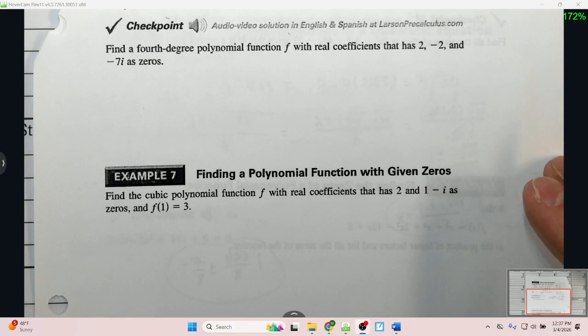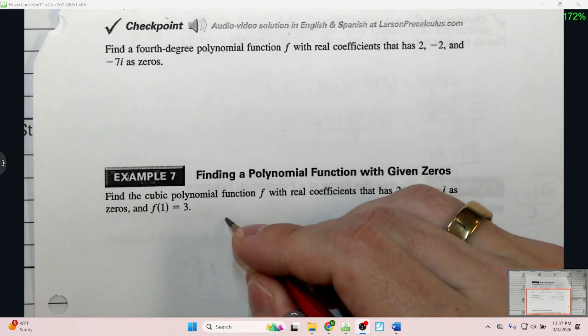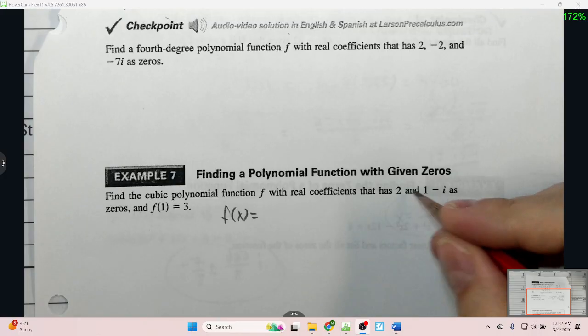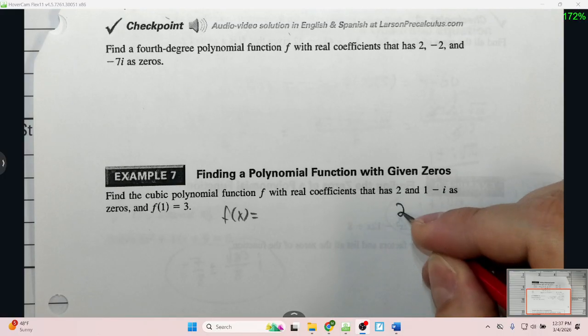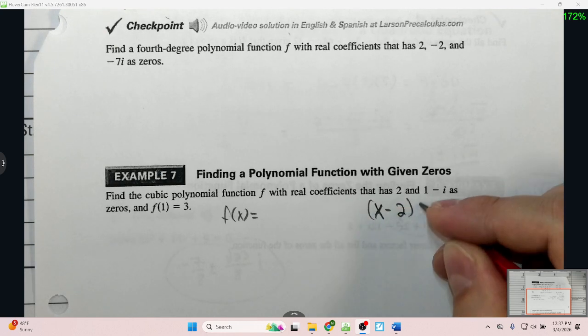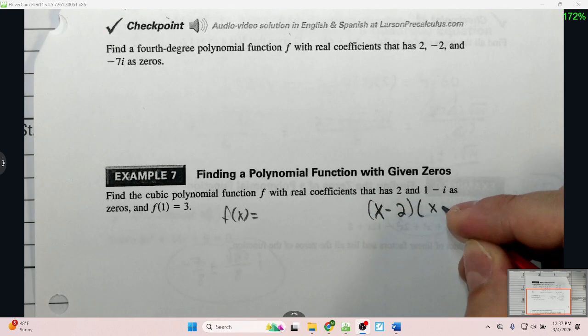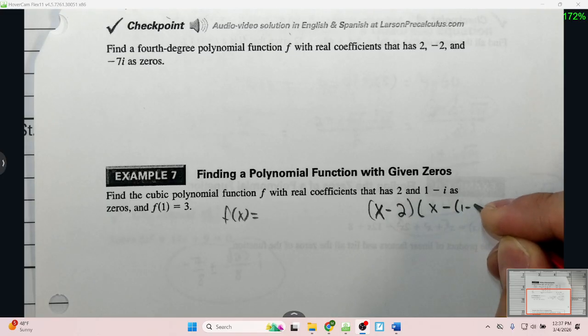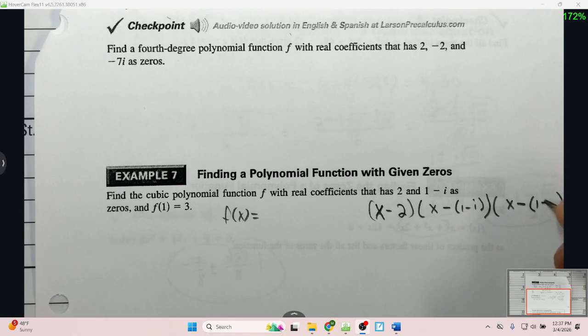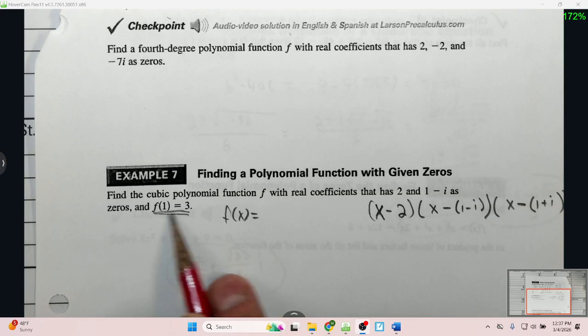And this one is pretty similar. It's a cubic polynomial, so it's f of x equals, right? And we know 2 and 1 minus i. So 2 is a zero, so that means x minus 2 is a factor. And then x minus 1 minus i is a factor. You see that? It's kind of weird. And then x minus 1 plus i is a factor. So this is potentially the polynomial. But the problem is that we need f of 1 to equal 3.